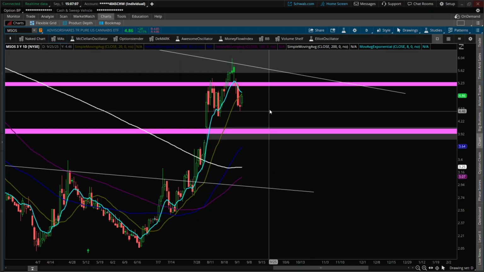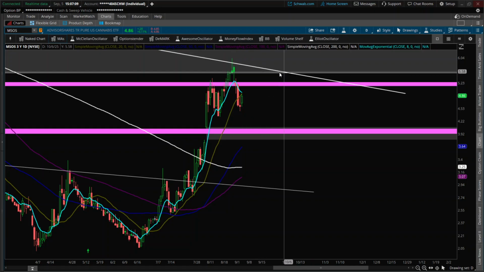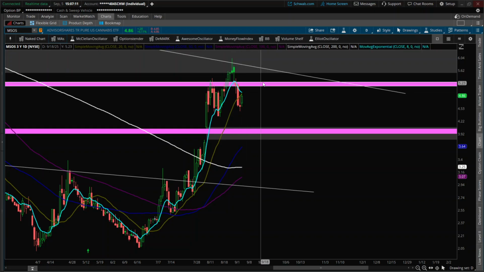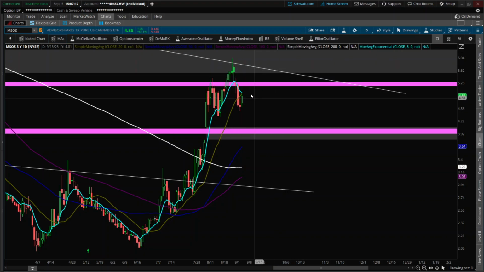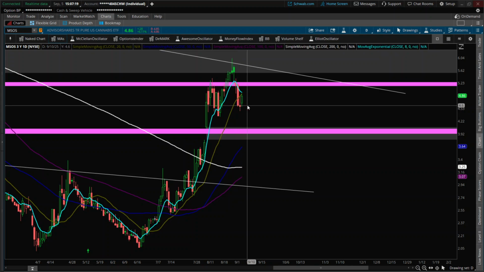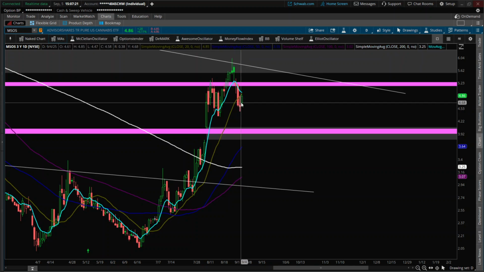Maybe it corrects a little bit more or sideways for a while to get back on top of those moving averages. And then there's a breakout from this downtrend and probably close a gap. But we'll have to see on its own what this is going to do. It's going to diverge a little bit from MJ. We'll see.